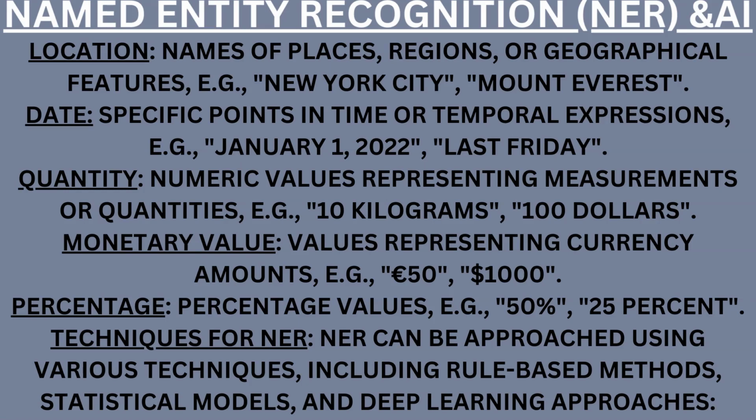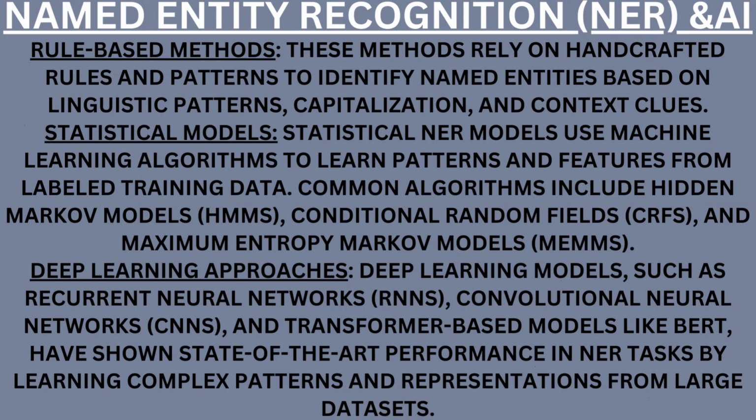Techniques for NER. NER can be approached using various techniques including rule-based methods, statistical models, and deep learning approaches. Rule-based methods. These methods rely on handcrafted rules and patterns to identify named entities based on linguistic patterns, capitalization, and context clues. Statistical models. Statistical NER models use machine learning algorithms to learn patterns and features from labeled training data.